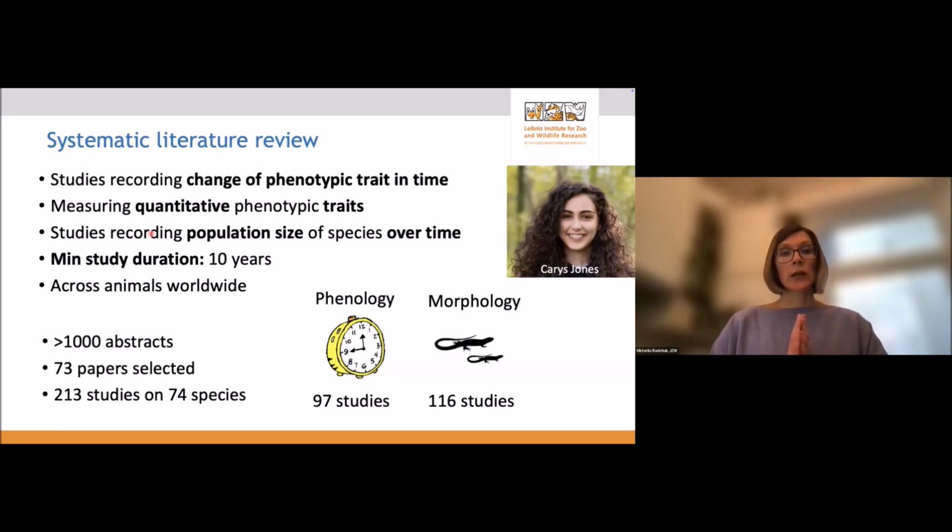So our literature review returned more than 1,000 abstracts, from which 73 papers were retained as satisfying the criteria. And that resulted in 213 studies on 74 species. And so we have these studies split into two trait categories, phenological and morphological.